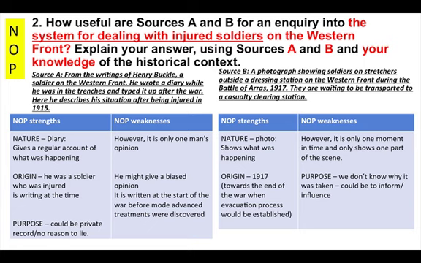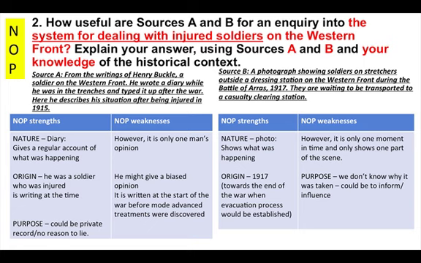Also, the date. It's really useful in showing us what the evacuation process for injured soldiers was like at the start of the war, but it's written in 1915, and it might be that towards the later years of the war more advanced treatments were discovered, so the origin has some flaws there, some weaknesses.